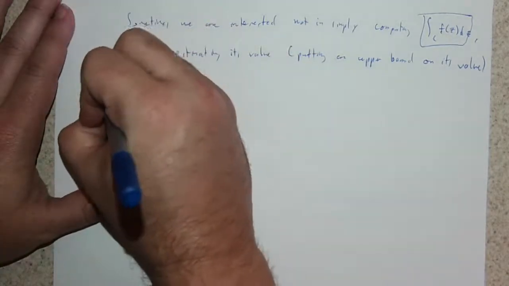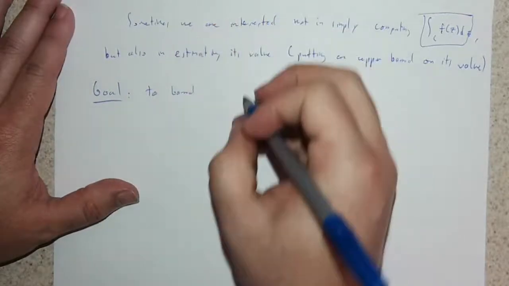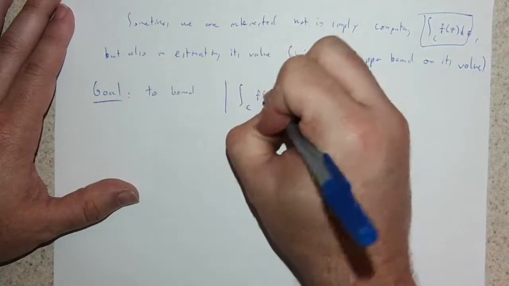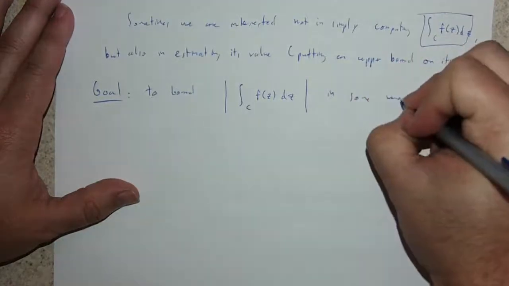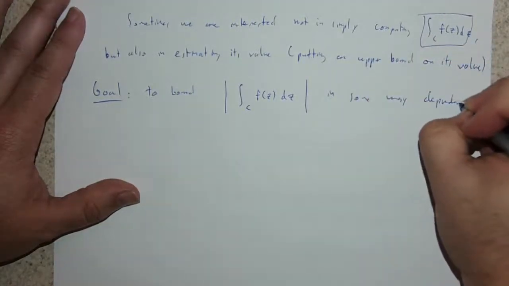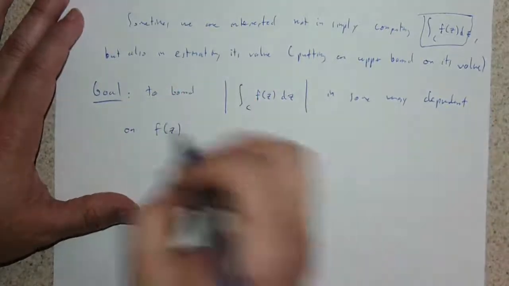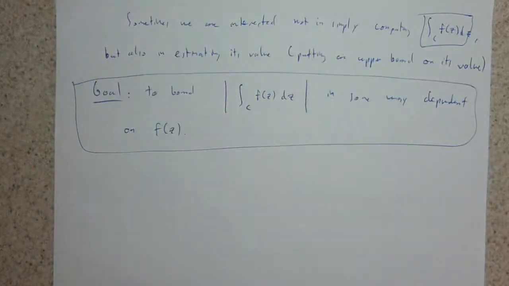So the goal is to bound this quantity in some way dependent on f of z. What I mean by that is we need conditions on f of z to make this work in general, which you might expect.